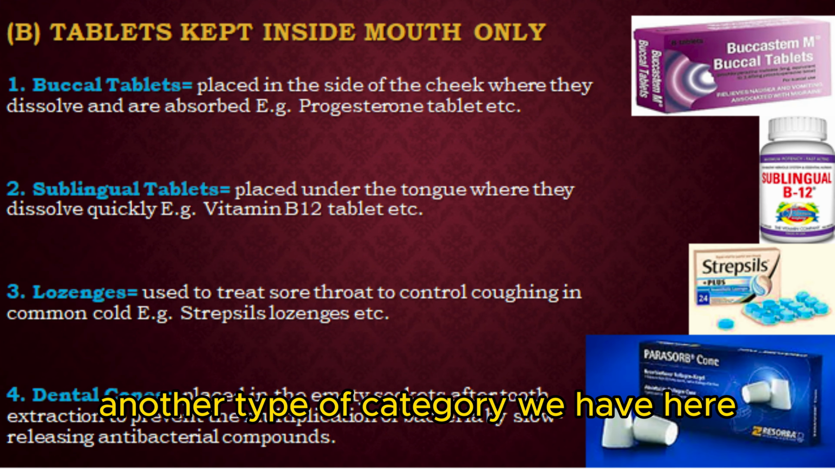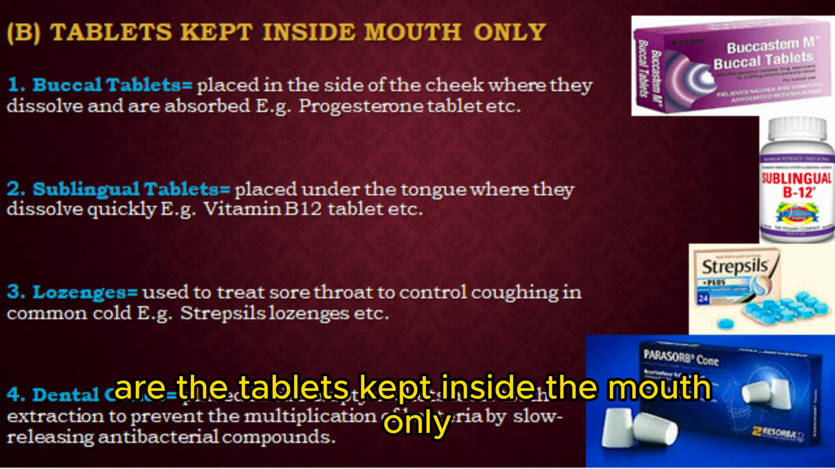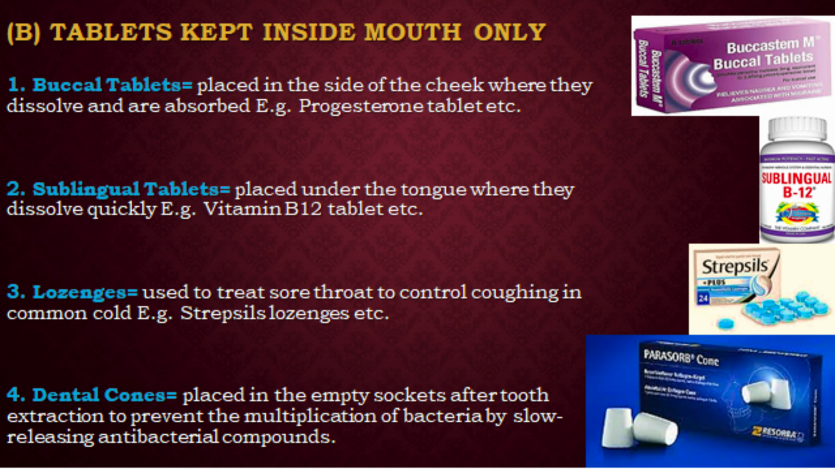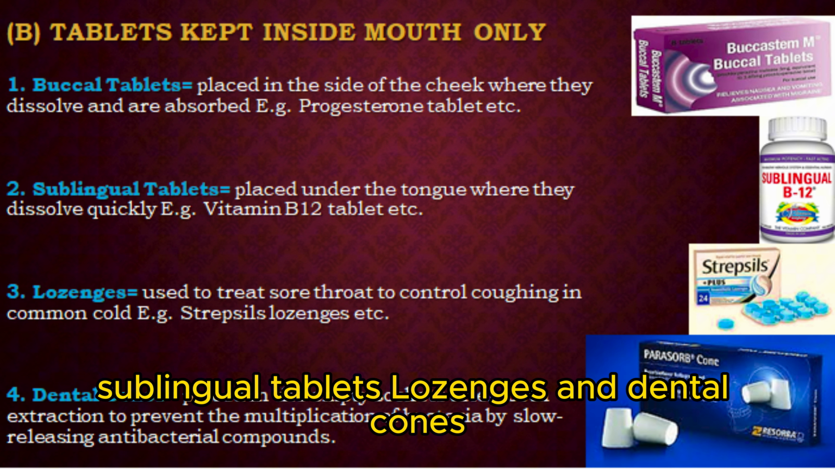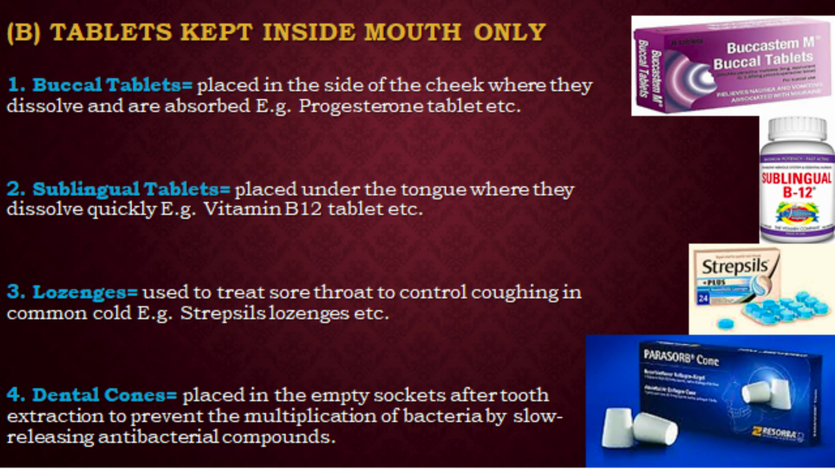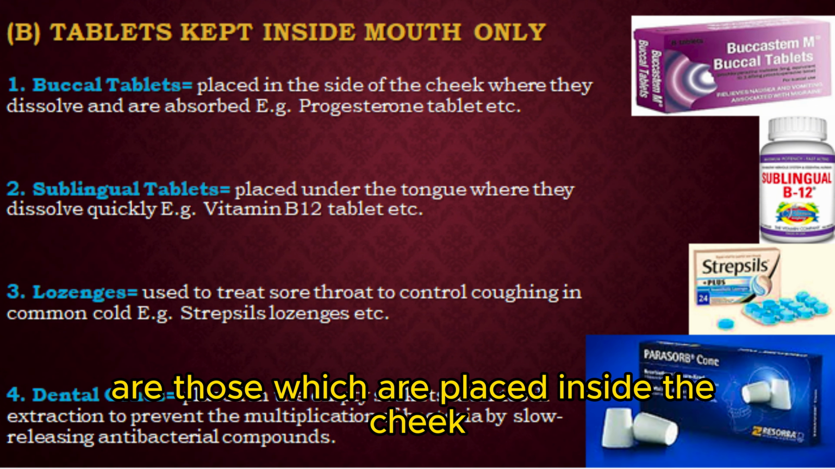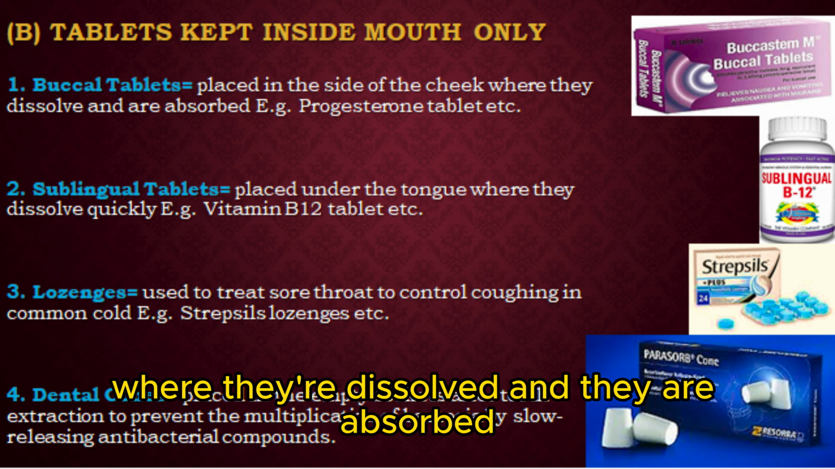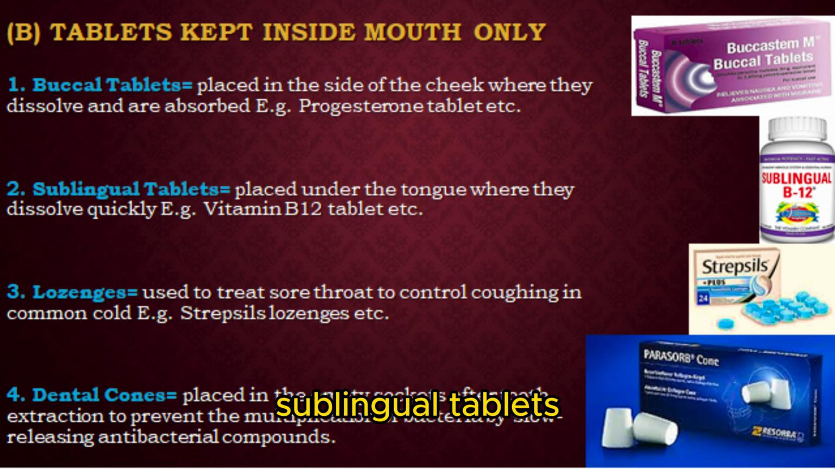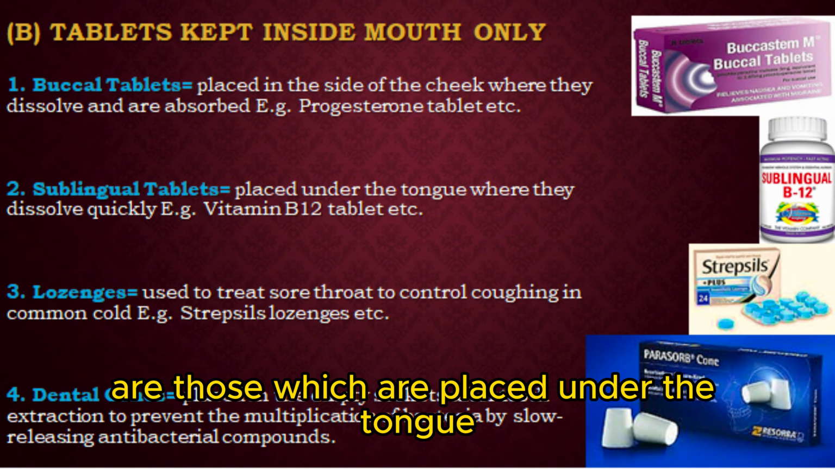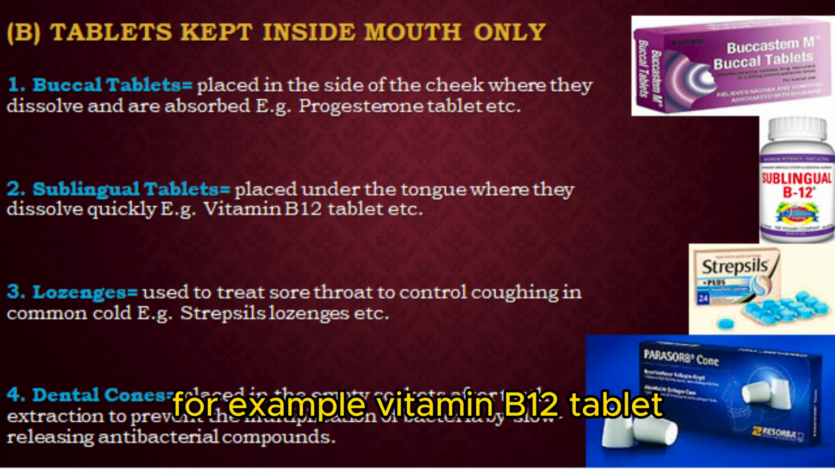Now, another category we have here is tablets kept inside the mouth only. The examples of this include buccal tablets, sublingual tablets, lozenges, and dental cones. Buccal tablets are those which are placed inside the cheek where they dissolve and are absorbed, for example, progesterone tablet. Sublingual tablets are those which are placed under the tongue where they dissolve quickly, for example, vitamin B12 tablet.